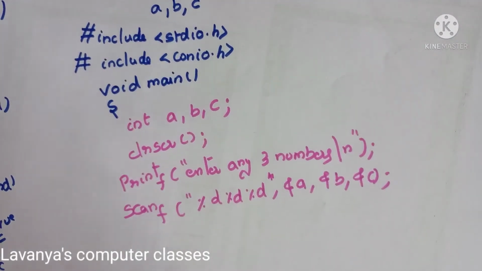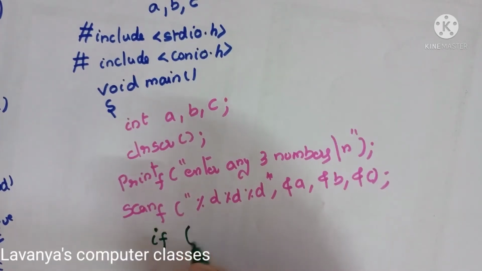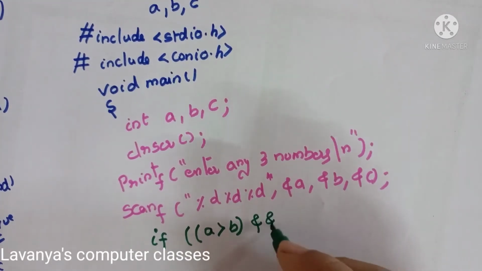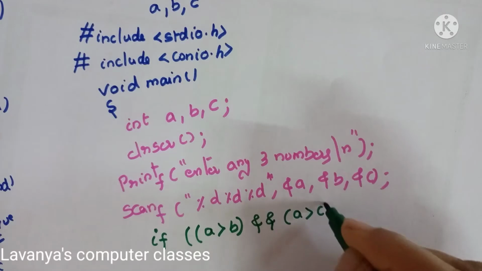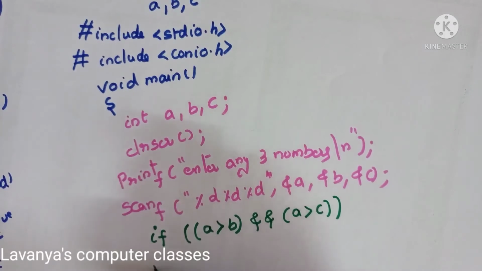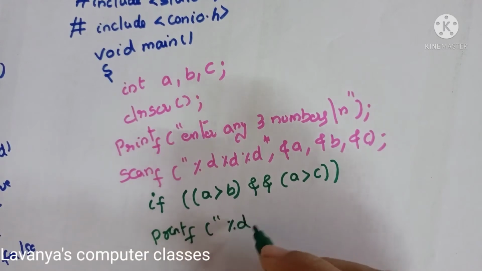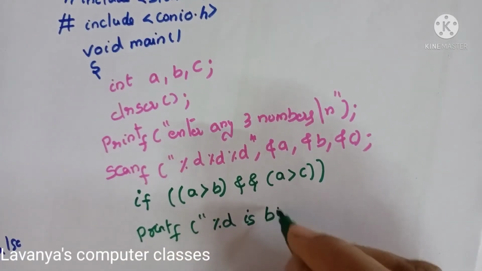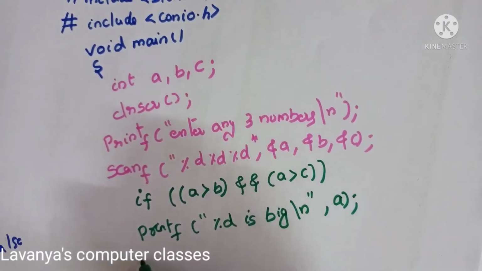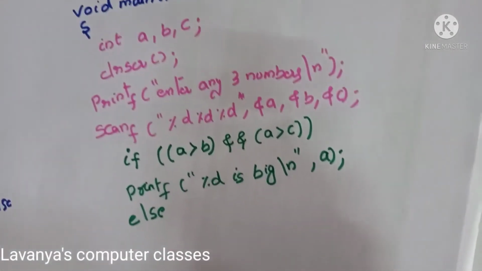Now we go for checking the condition. For checking the condition, we need an if statement. If two conditions: a greater than b, and, which is a logical operator, a greater than c. Two conditions, a greater than b and a greater than c. If both the conditions are true, then we keep printf. Which one is big? A is big. So "%d is big", comma a. Else, if A is not big, then we check one more condition. That's why it is called a nested if statement.